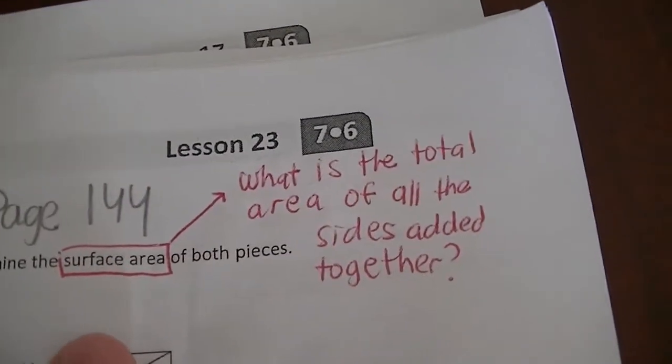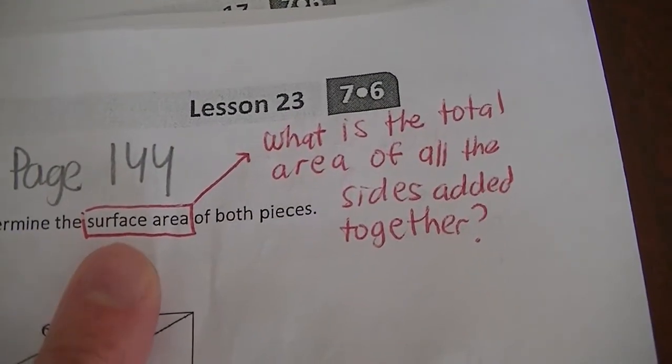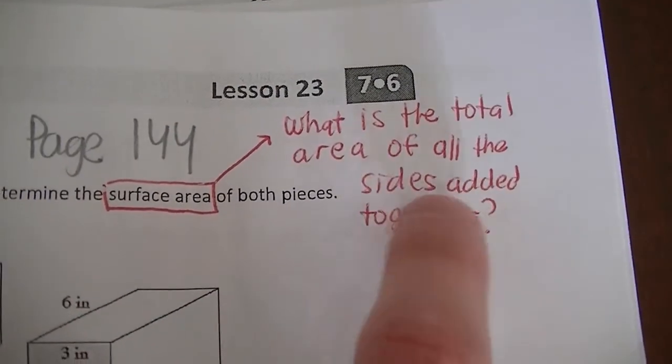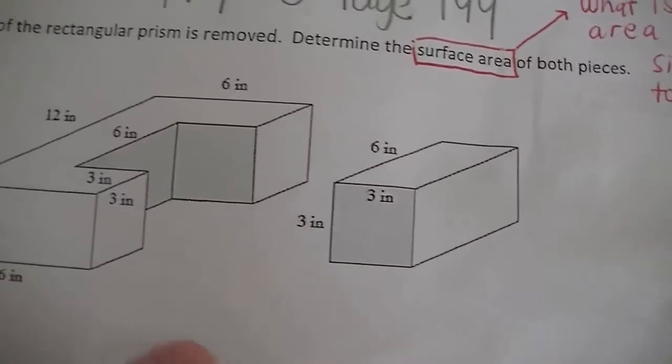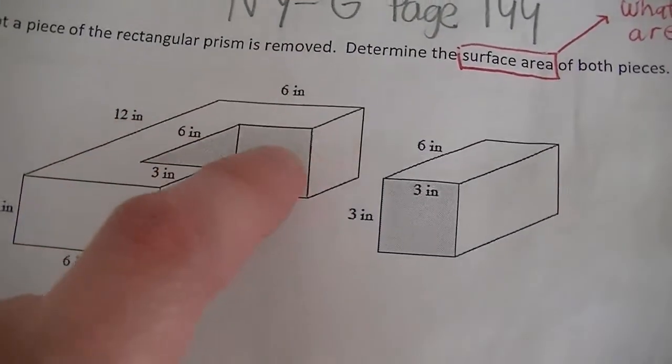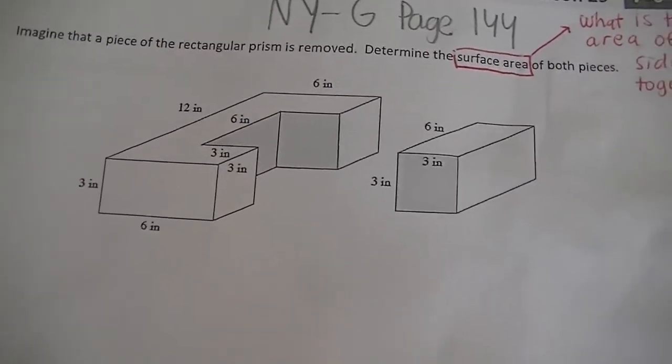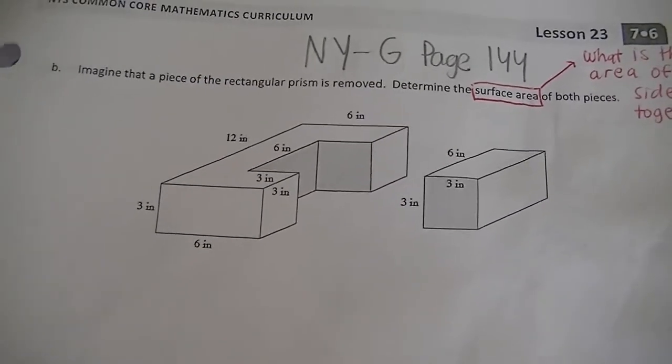I want to remind you that when they're asking you to find the surface area, you've got to be asking yourself, what's the total area of all the sides added together? So you want to find the area of each one of the sides and then add them together, okay? If this were a full rectangular prism like this, you would find the area of this side, this side, this side, this side, this side, and this side, and add them all together, okay?